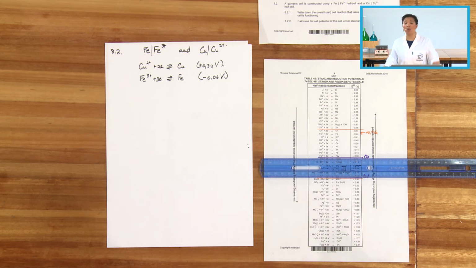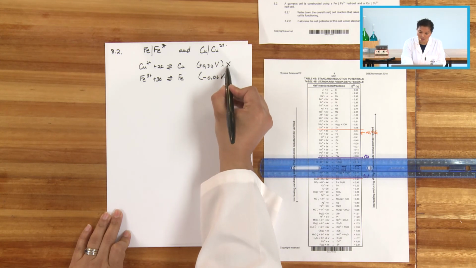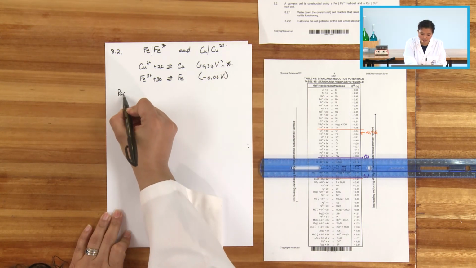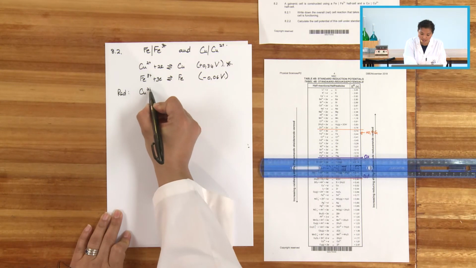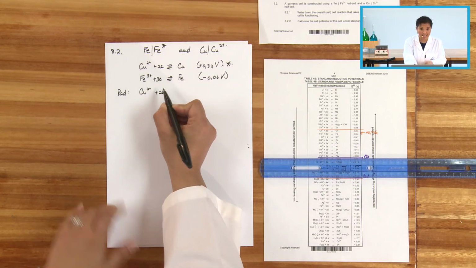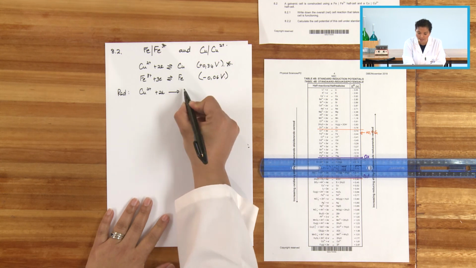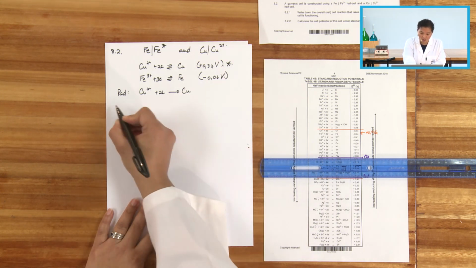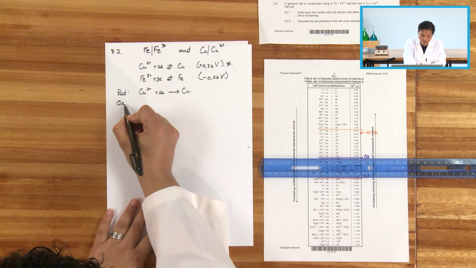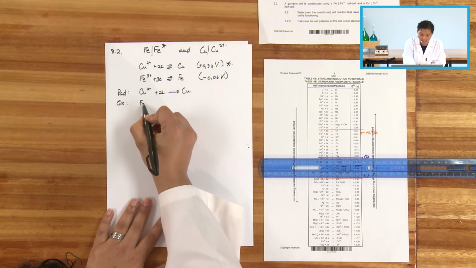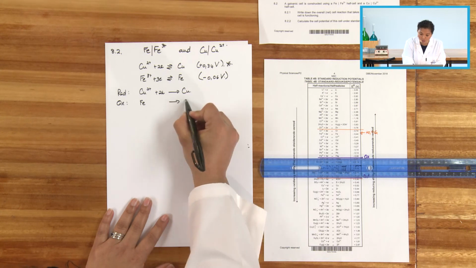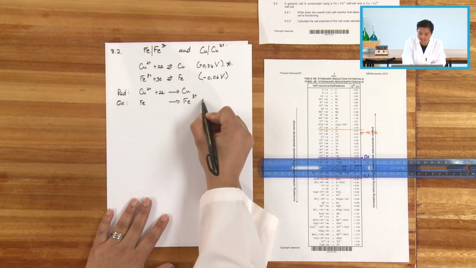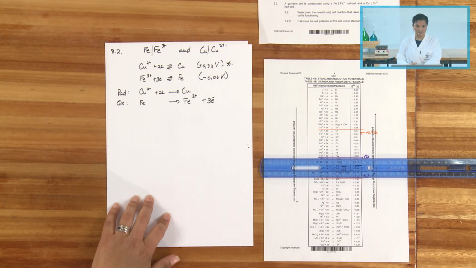We need to identify which one is our oxidation half reaction and which one's our reduction half reaction. So for our reduction half reaction, the more positive value, which is over here, reduction is going to be copper 2 plus plus 2 electrons, and because I'm isolating the reduction half reaction, I change my arrow to copper metal. And then obviously the oxidation half reaction is the reverse of that. Iron reacts to form iron 3 plus and loses 3 electrons.